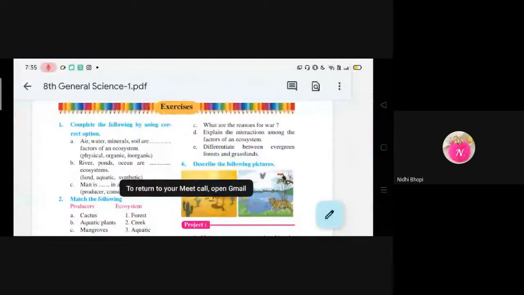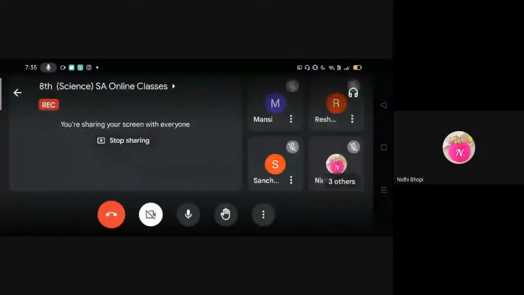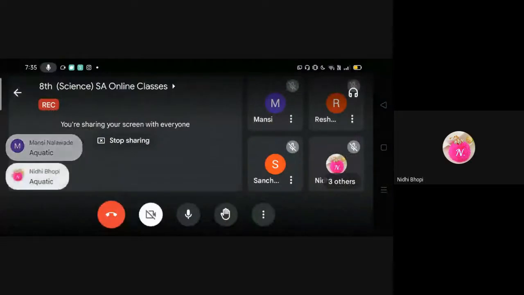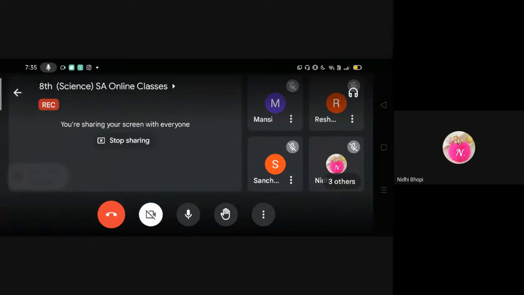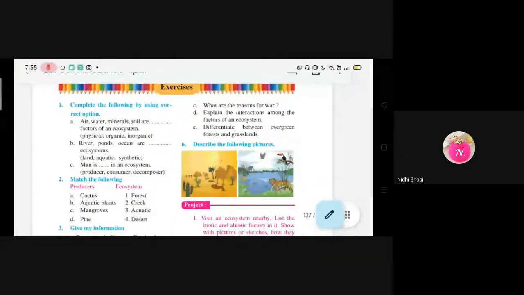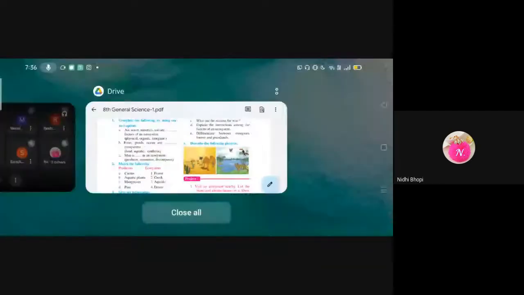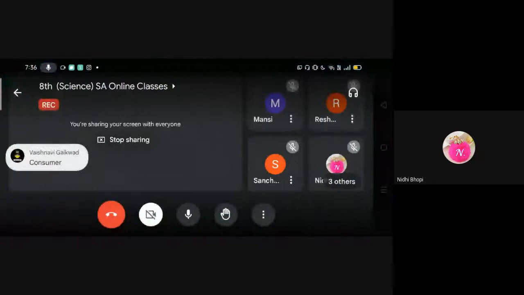River, ponds, ocean are dash dash ecosystem. Land, aquatic, synthetic. River, pond, ocean, aquatic. The word itself is suggesting, right? Man is dash dash in an ecosystem. Producer, consumer, decomposer. Consumer always, yes.